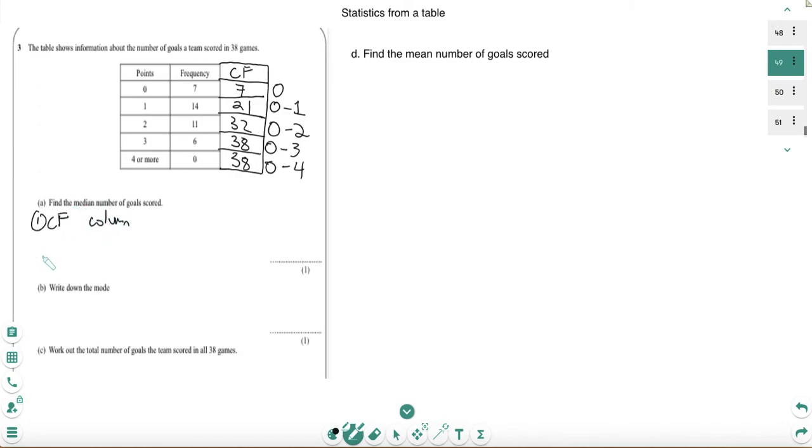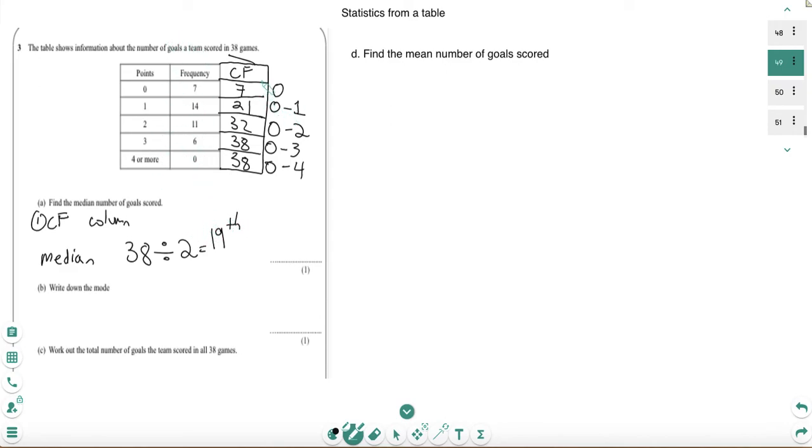Now, to find the median is just a halfway mark. So if there's 38 games, we'll divide it by 2 to find the middle. So 38 games divided by 2 is 19. So we're going to look for the 19th game, okay?